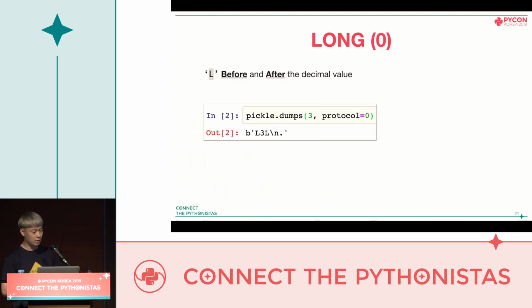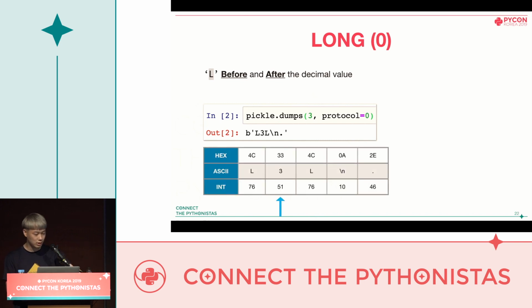So we're going to start with the integer 3, with protocol 0. When we dump int 3, we get L3L, newline, and a dot. If I put that onto a table, as you can see, there's the 3 that we dumped with the pickle module, and the opcode L is placed before and after 3. The newline here is to mark the end, and if you were to print those bytes in Python 2, it would make that string a bit more readable because of the newline. Remember that protocol 0 is a human readable format. And this last opcode, the period, is called the stop opcode, and every pickle ends with this opcode.